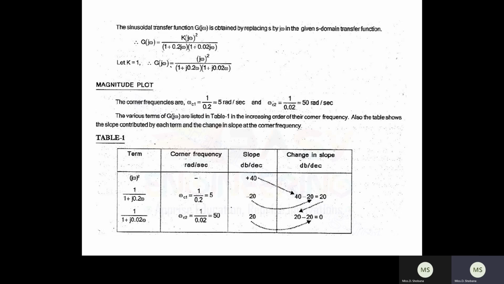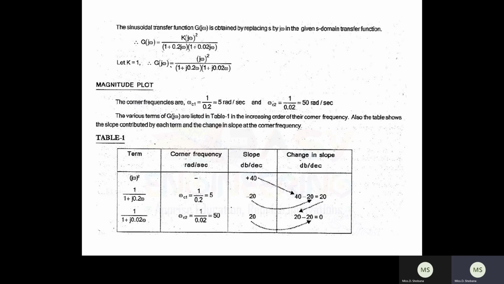So you have obtained this. Now take the reciprocal of the coefficients of j omega: 1 divided by 0.2 is 5 radian per second and 1 divided by 0.02 is 50 radian per second. These are omega c1 and omega c2, so you got your corner frequencies. Then you have to choose the lower and higher corner frequencies. The lower corner frequency should be less than the first corner frequency, and the higher corner frequency should be greater than the second corner frequency. These are the things we have already learned in the procedure, and you have to implement them here.